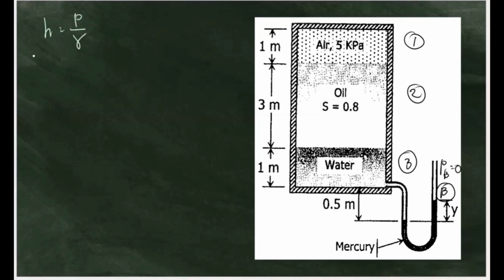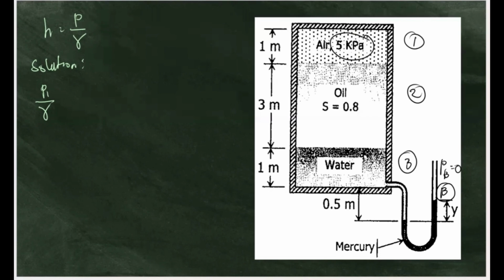So for our solution, let's have our summation of pressure head. Let's start at the top. Let's say this is liquid 1. So it will be P sub 1 over gamma because there is already pressure. Will we still use the 1 meter? No, because there is already a measured pressure. Do you see our 5 kilopascal? So we already have a measured pressure.